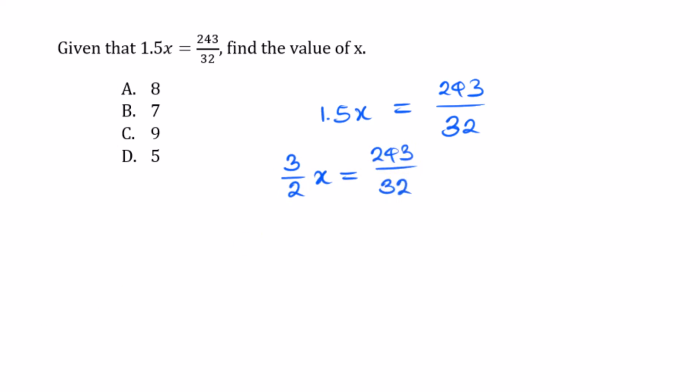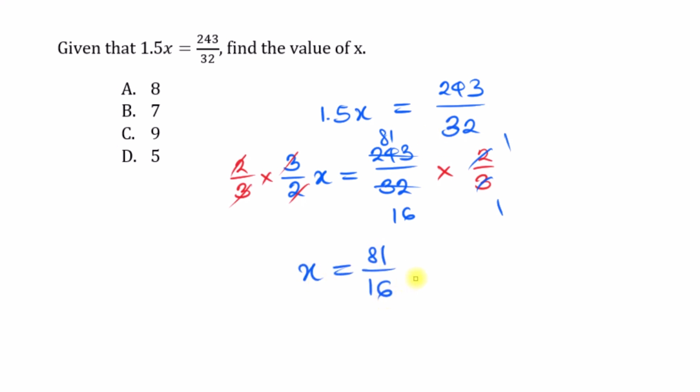And like I said the other time, you can knock this out by multiplying with its inverse. So 2 can cut 2, 3 can cut 3. But what you do to the left hand side, you also do to the right hand side. So you also multiply by 2 over 3, and then we can start to cut. 2 in 32 is 16, 3 here 1, 3 in 243 will be 81. Okay, so x is 81 over 16.